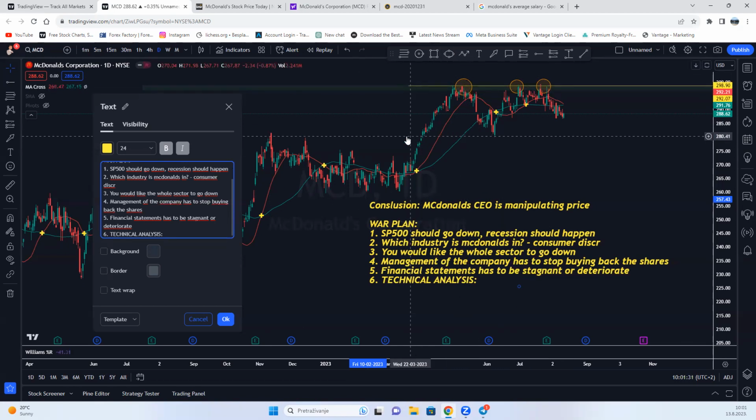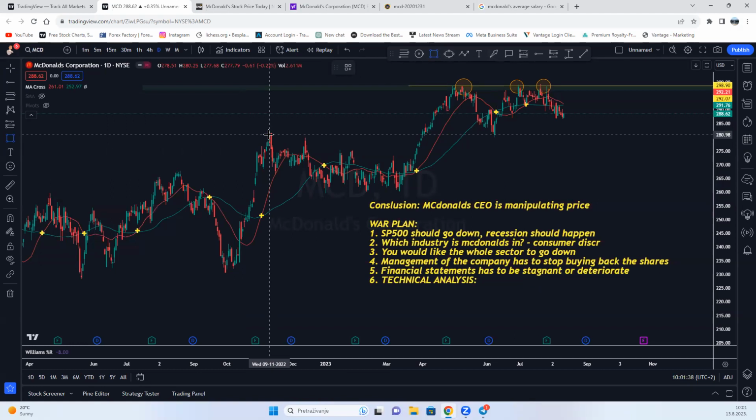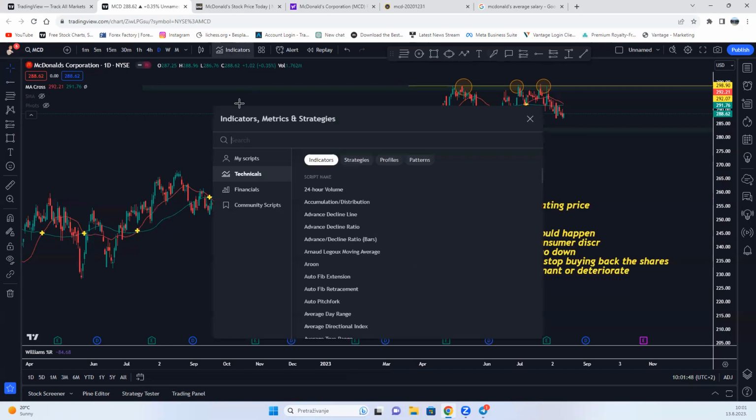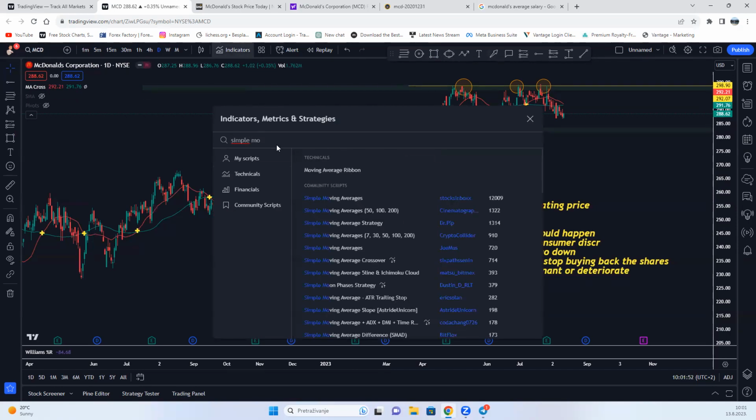I would also draw some kind of a support over here. Let's call it like this. Some kind of support. For the sake of the easy argument, let's call it here. I would also add another indicator, a simple moving average. Just a second.